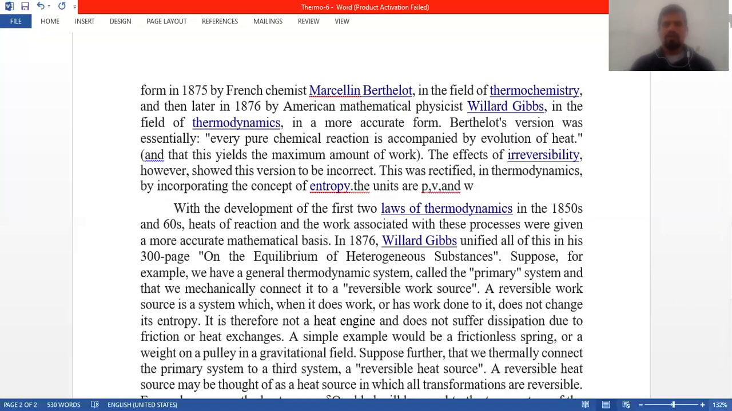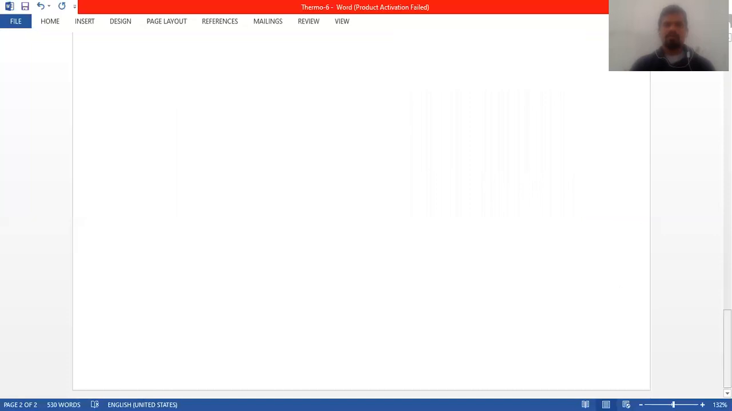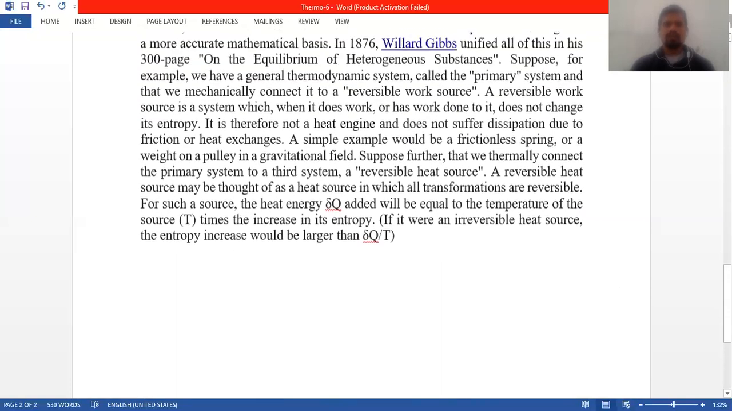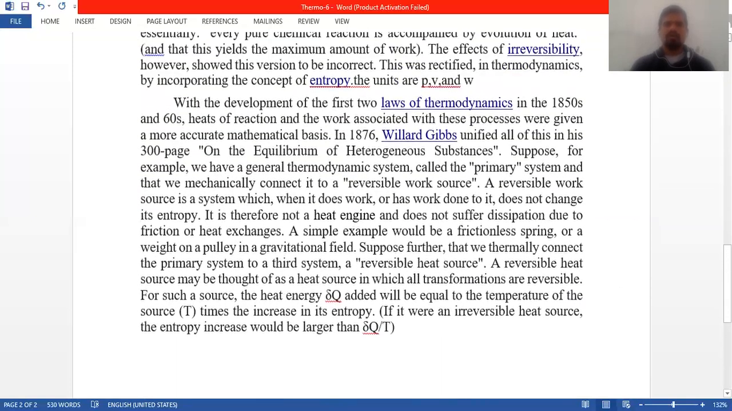In 1876, Gibbs filled all this in, in his 300-page paper on the equilibrium of heterogeneous substances. Suppose, for example, we have a general thermodynamic system called the primary system, and we mechanically connect it to a reversible work source.